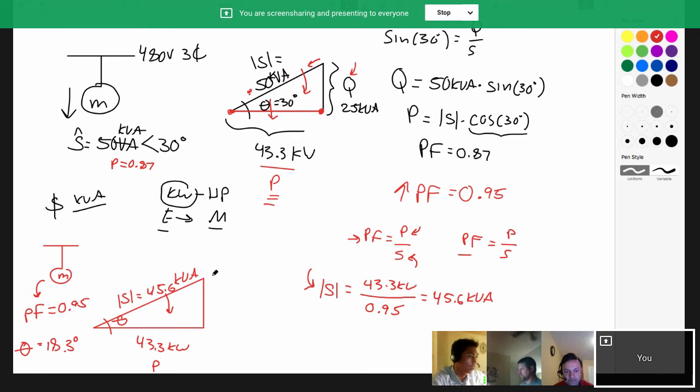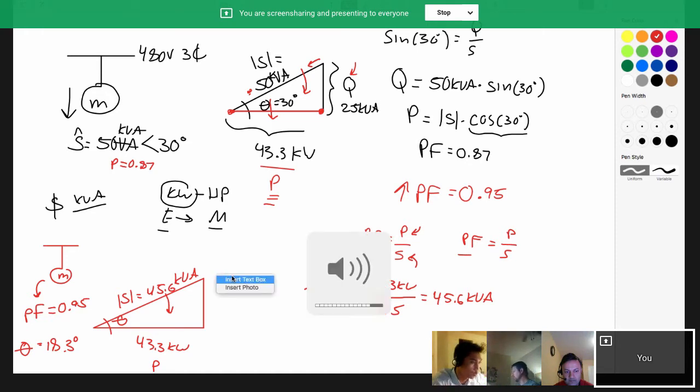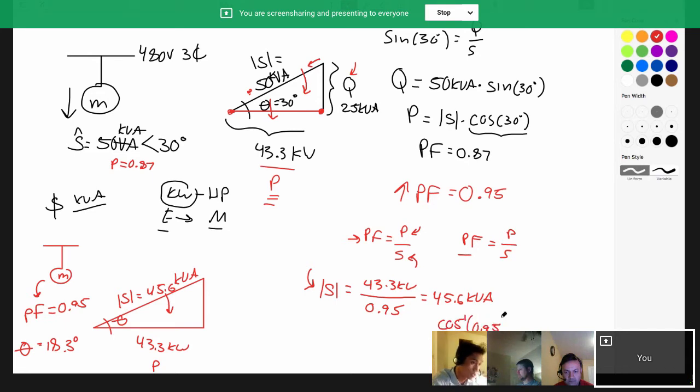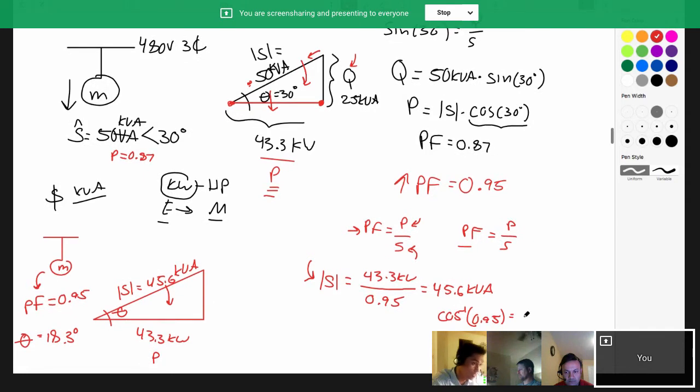I had a quick question. Sure. For the theta, can we use cosine inverse power factor, or would that not work? Of course. How about try it? Let me know what you did. Try the inverse cosine of our 0.95. Let me know what you get. 18.19. All right, so someone was a little off rounding, but it's more or less the same.